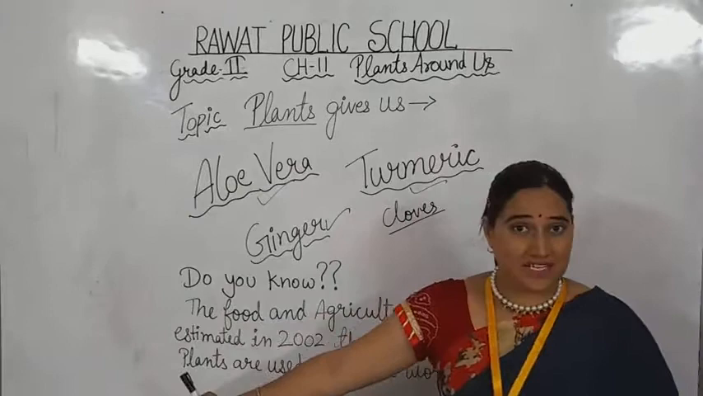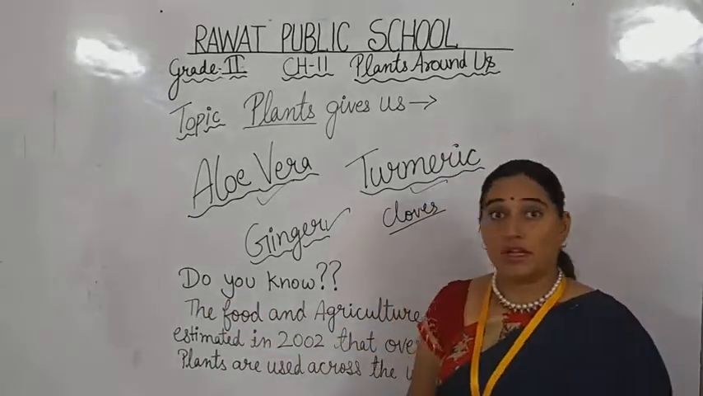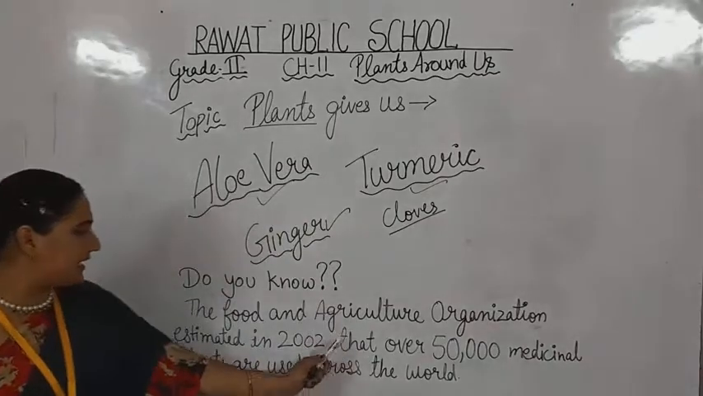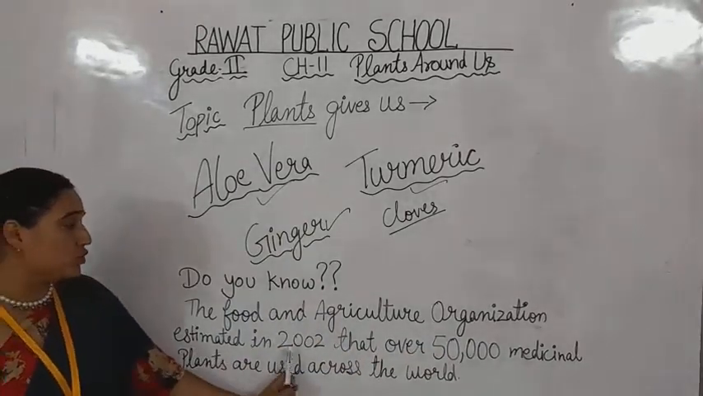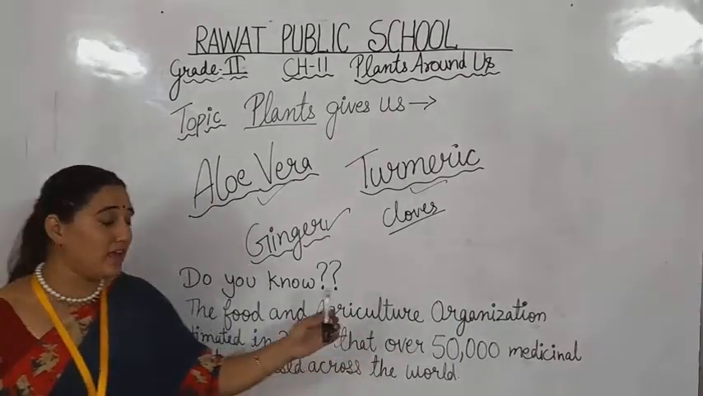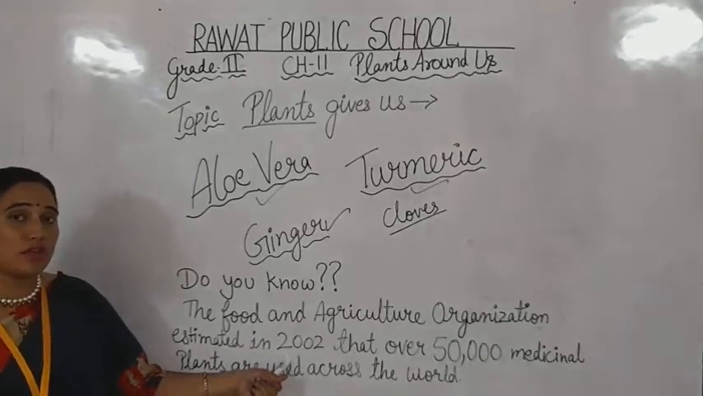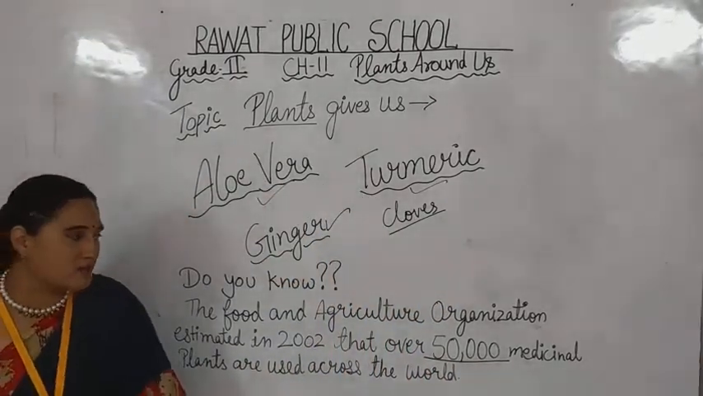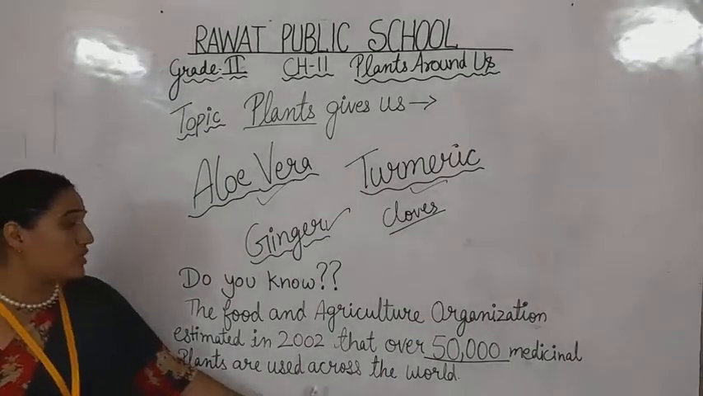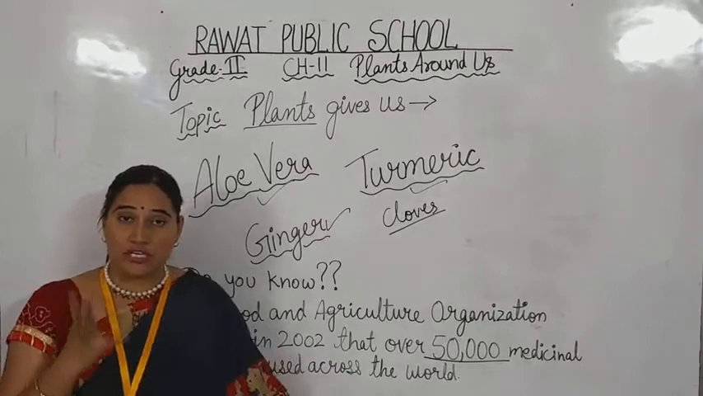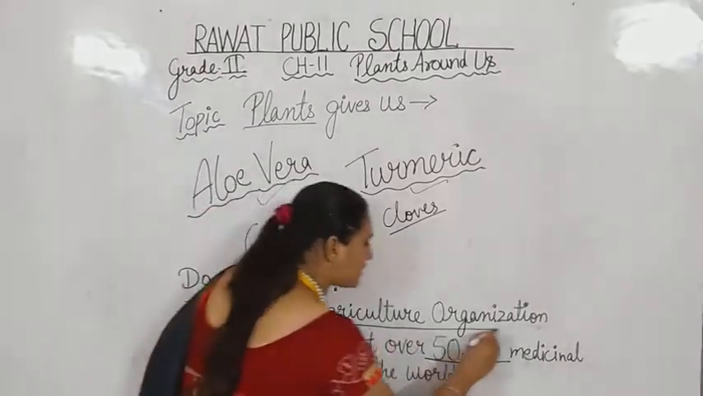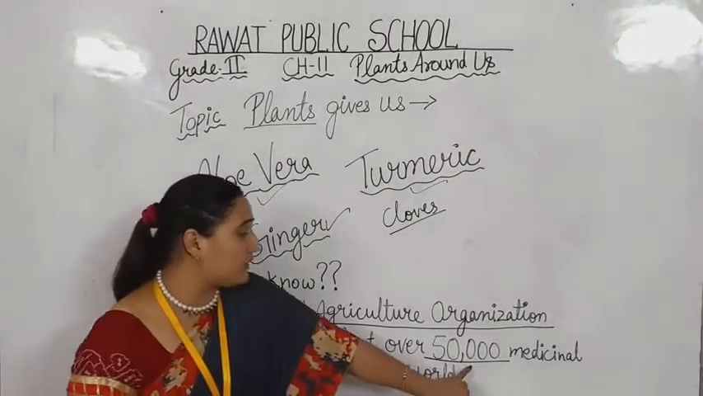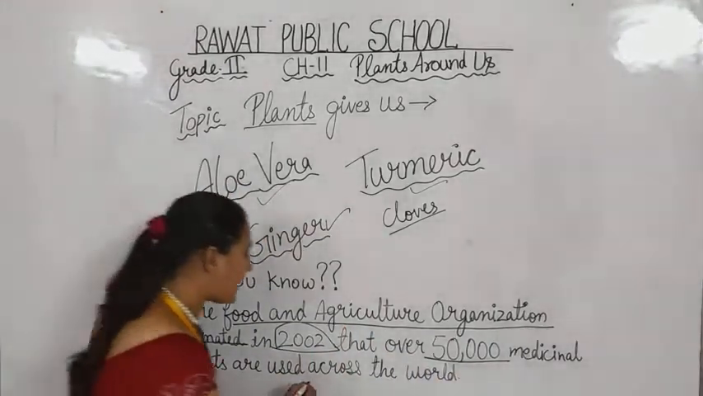Let me add one interesting fact into our lesson. Do you know? Now listen to it carefully. The Food and Agriculture Organization estimated in 2002 that over 50,000 medicinal plants are used across the world. Yes, it is very interesting to know that the Food and Agriculture Organization, the department, estimated in 2002 that over 50,000 medicinal plants are used across the world.